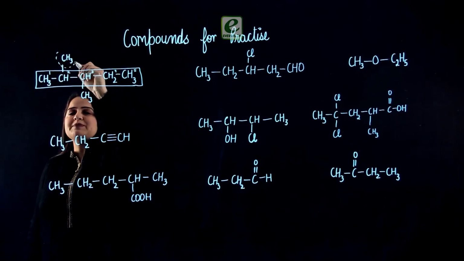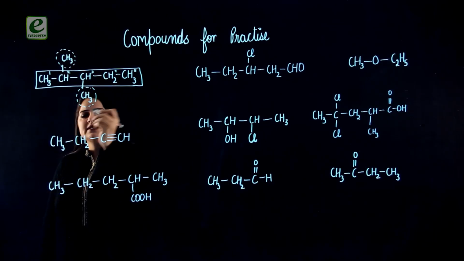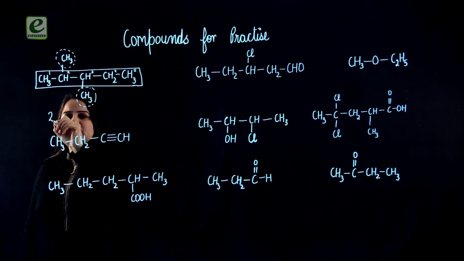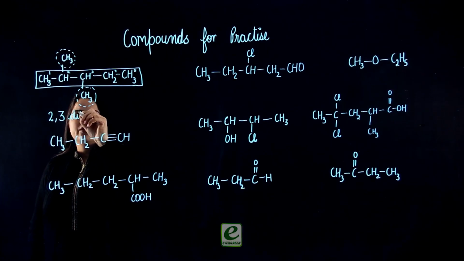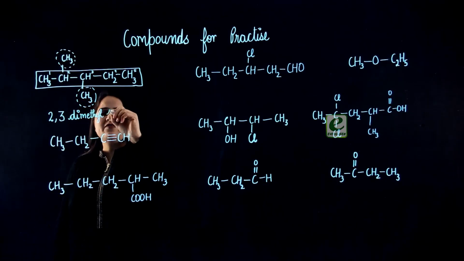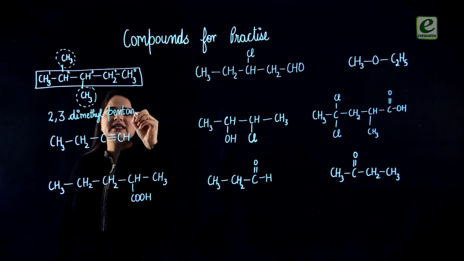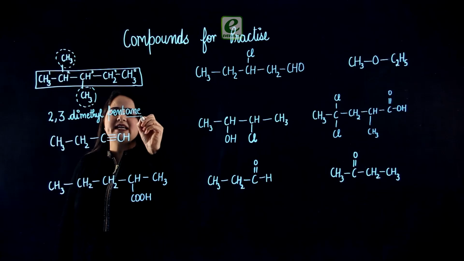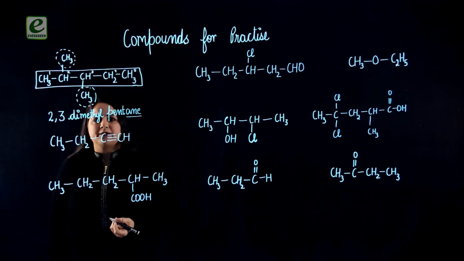We have 2 substituents and the 2 substituents are methyl. So we name it like the first group is at position 2, the second is at position 3, and we have both methyl groups, so we write down dimethyl. For 5 carbons, we write down the word pent, and for single bond, we add the suffix "-ane". So we get the name 2,3-dimethylpentane.